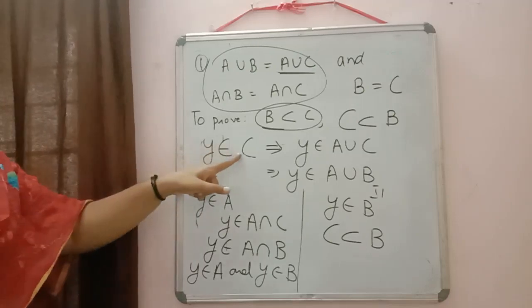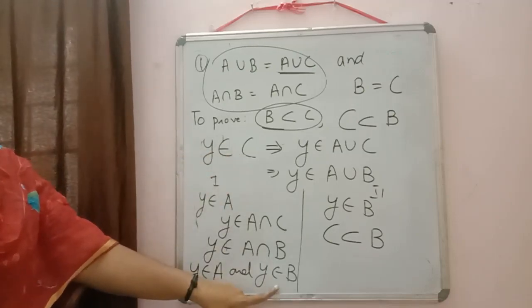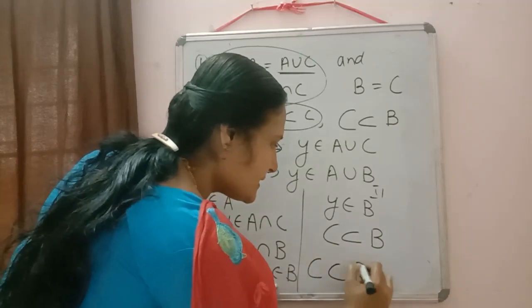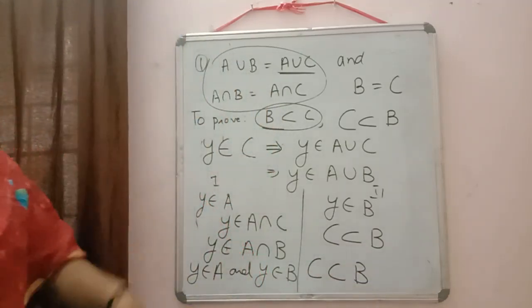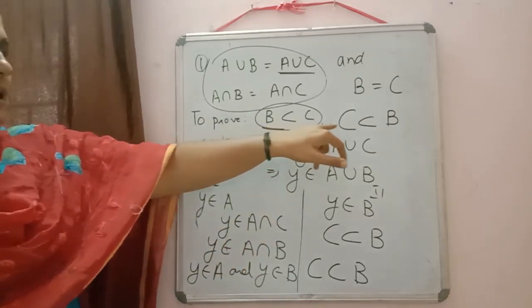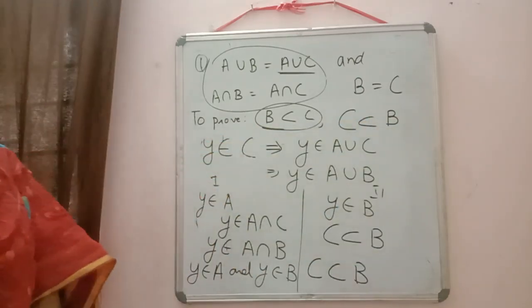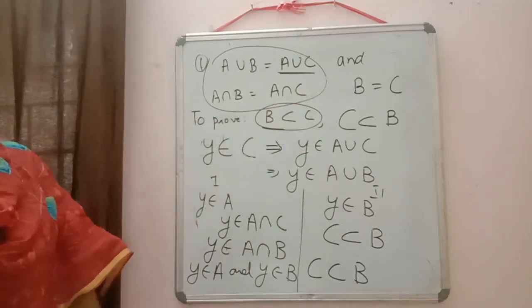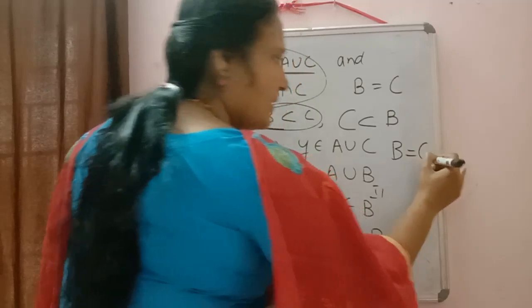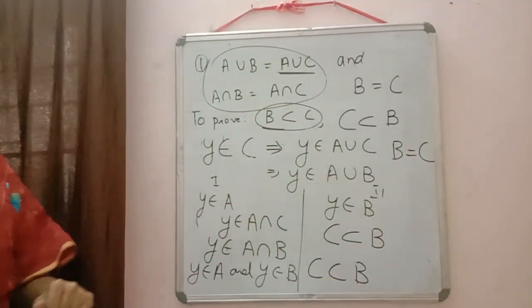Every element of C is in B. That is the definition of subset. So from here also we are getting C is a subset of B. So in both the cases we are getting B is a subset of C and C is a subset of B. So from these two what we can say? Yes, we can say set B equal to set C.